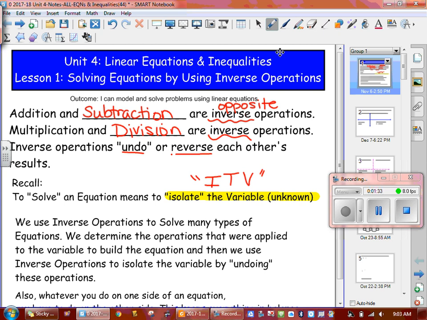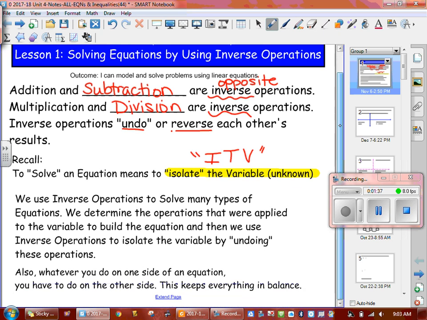So any variable. It's talking about inverse operations, and we're going to use them to determine what was applied to the variable. So we're going to do what we call wrapping a present, and then we're going to unwrap the present. Okay? So we're going to build the equation, find out what happened to the variable, and then undo it. And you're going to realize that creating an equation actually helps you solve the equation. So let's take a couple examples.